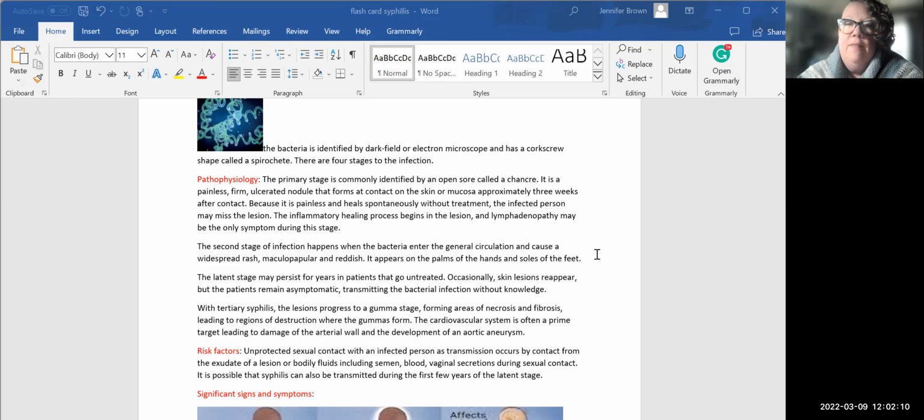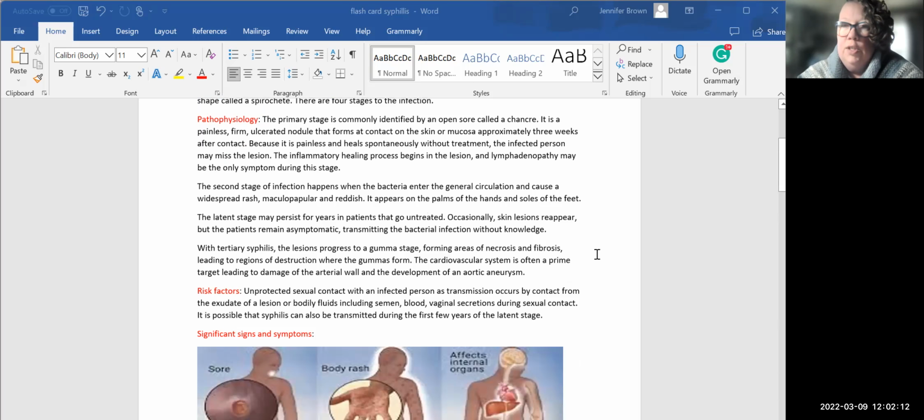The second stage of the infection happens when the bacteria enters the general circulation and causes a widespread rash that is maculopapular and reddish. It appears also on the palms of the hands and the soles of the feet. A latent stage may persist for years in a patient that goes untreated. Occasionally, the skin lesions do reappear, but the patient remains asymptomatic, transmitting the bacterial infection without knowledge.